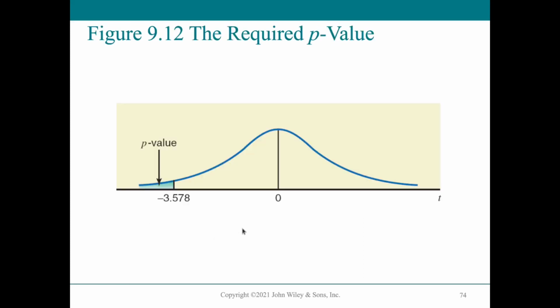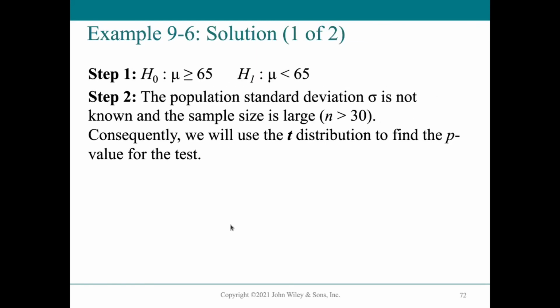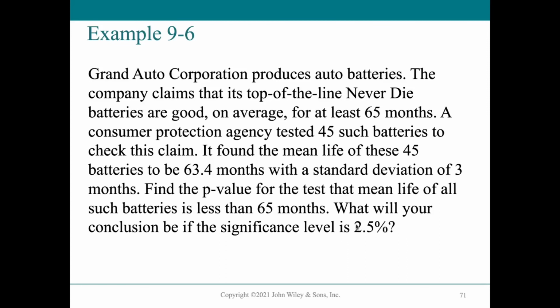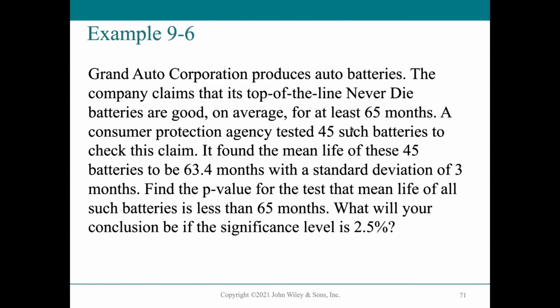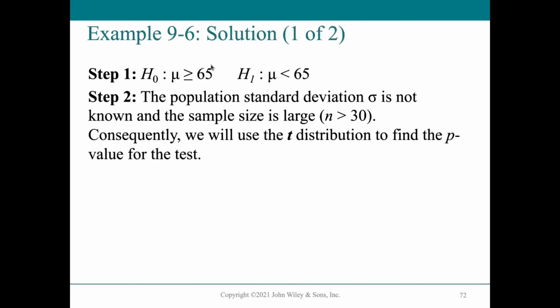It's actually very, very small. So here is our p-value in our t-statistics. We are looking for a significance level of 2.5%, so an alpha value of 0.025. Since our p-value is very, very small, we reject the null hypothesis. So the claim of the Grand Auto Corporation that at least 65 months is basically not true, because we reject the null hypothesis and accept the alternative, that the actual mean is less than 65.